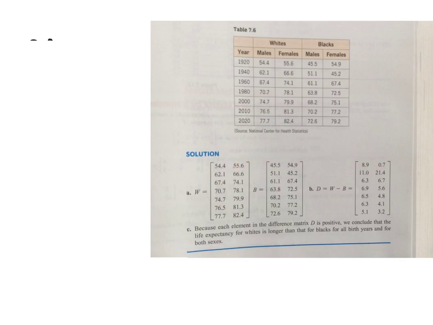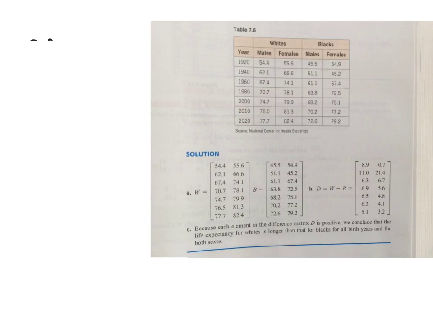One of the things that you need to remember is you're very, very concerned in adding and subtracting that you are adding and subtracting the right row and the right column. So if I'm in the 4th row, first column here, 70.7 minus 63.8 gives me the 4th row, first column. Okay? And part C says, what does that tell you about race and life expectancy?